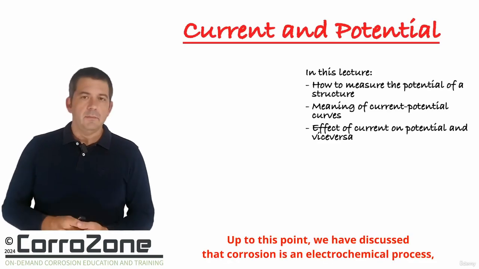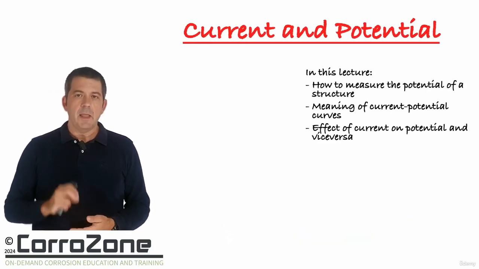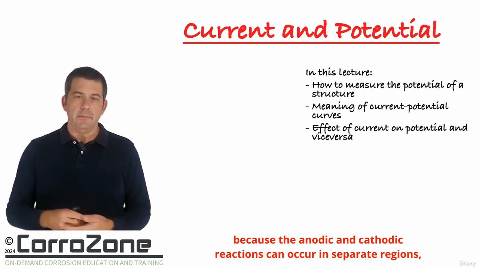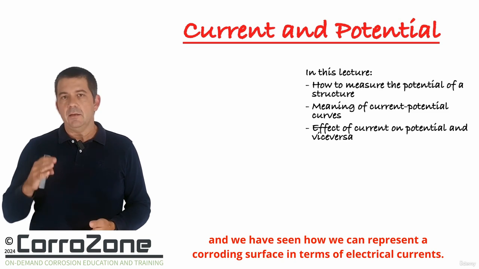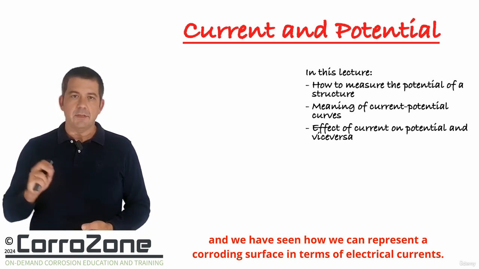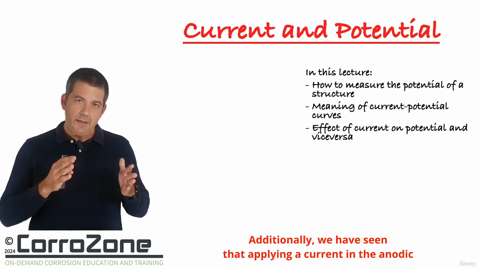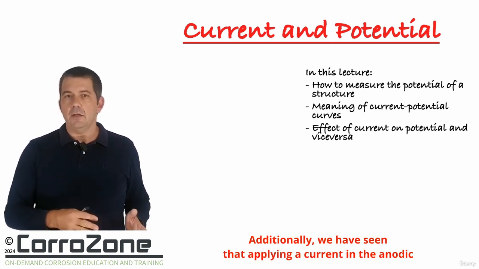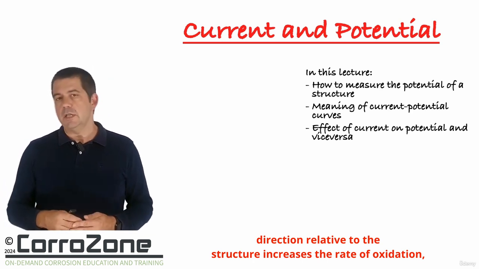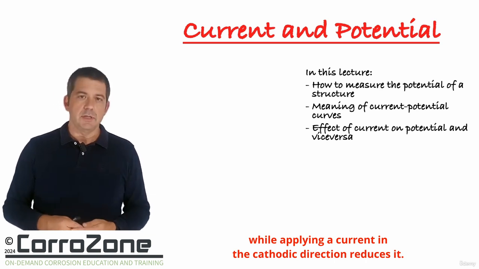Up to this point, we have discussed that corrosion is an electrochemical process because the anodic and cathodic reactions can occur in separate regions, and we have seen how we can represent a corroding surface in terms of electrical currents. Additionally, we have seen that applying a current in the anodic direction relative to the structure increases the rate of oxidation, while applying a current in the cathodic direction reduces it.